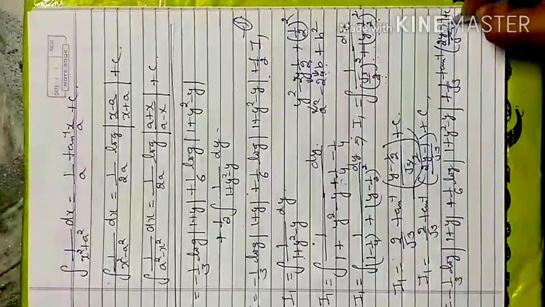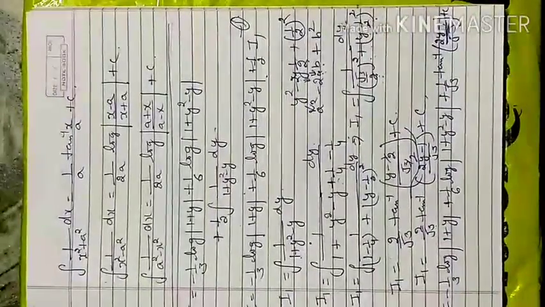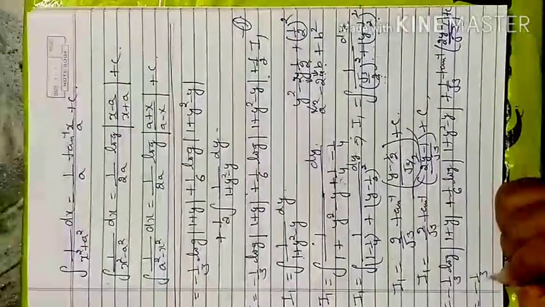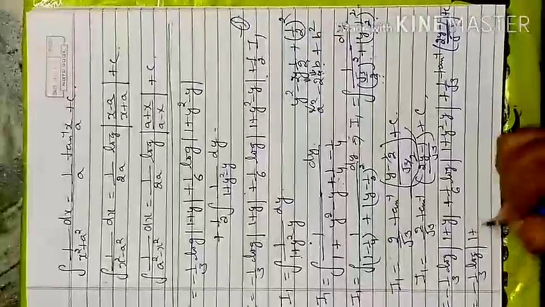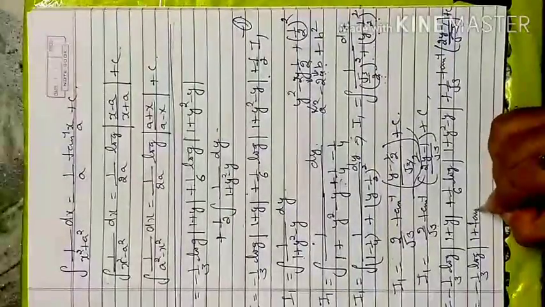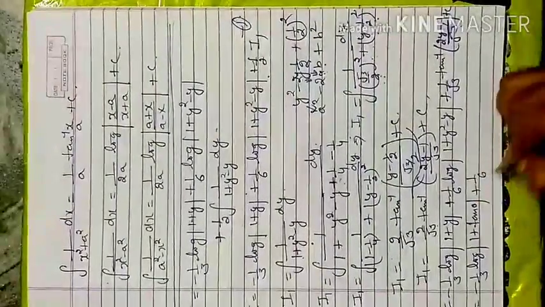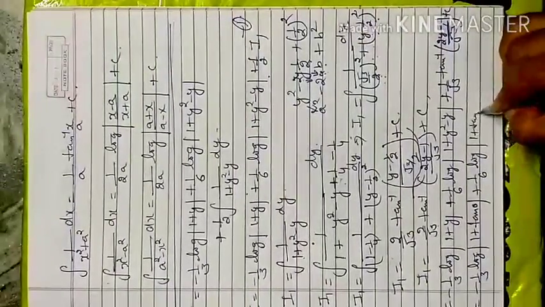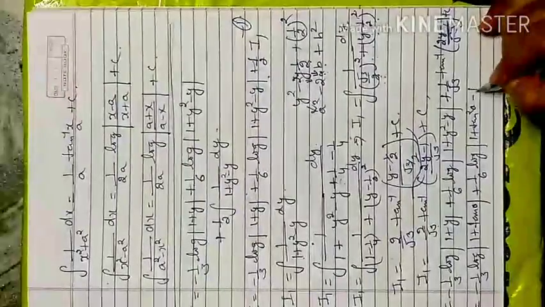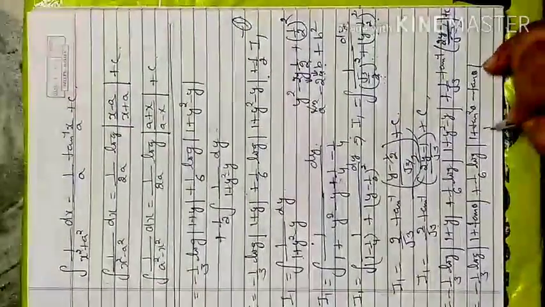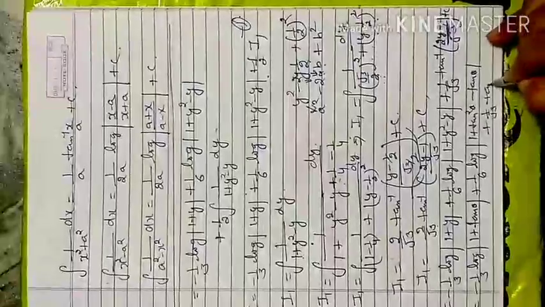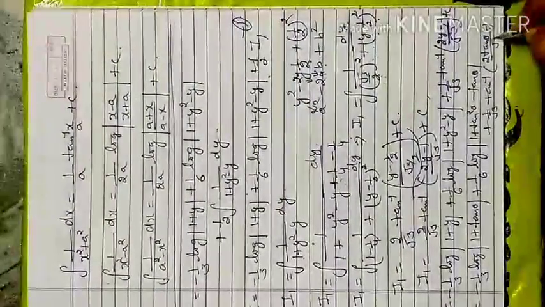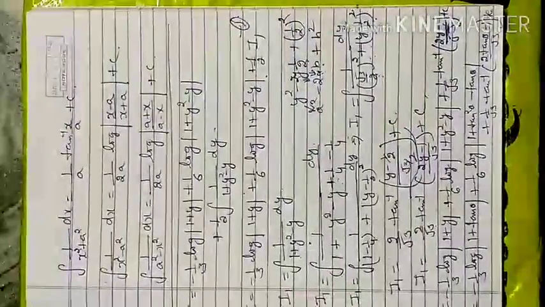Now you can replace y with tan theta, because in the very beginning of the question we considered y equal to tan theta. Then the I value is minus 1 by 3 log 1 plus tan theta, plus 1 by 6 log 1 plus tan square theta minus tan theta, plus 1 by root 3 tan inverse of 2 tan theta minus 1 by root 3, plus c. So that is my required answer.